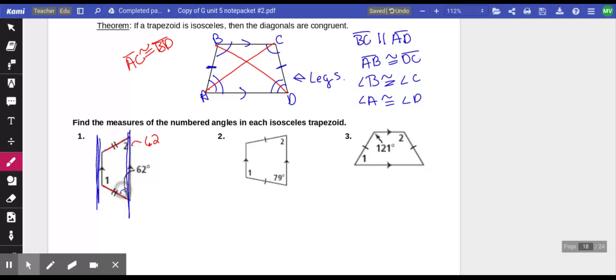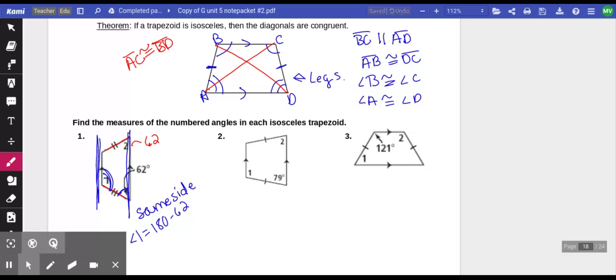And these two angles are then same side supplementary, same side interior. So same side interior angles are always supplementary. So that means angle 1 is equal to 180 minus 62, which is 118. So now here again, I want you to pause and I want you to try number 2.